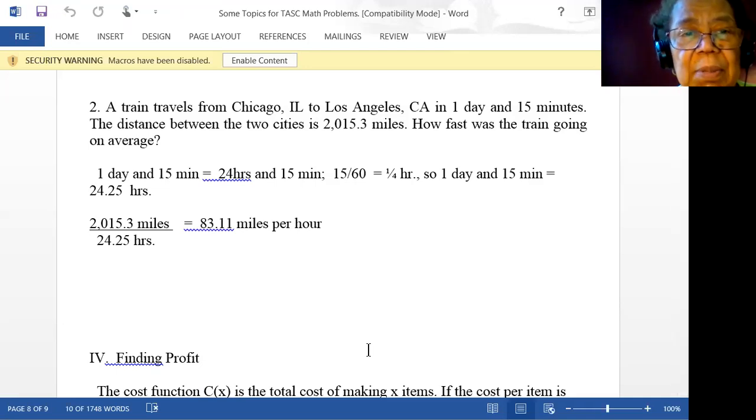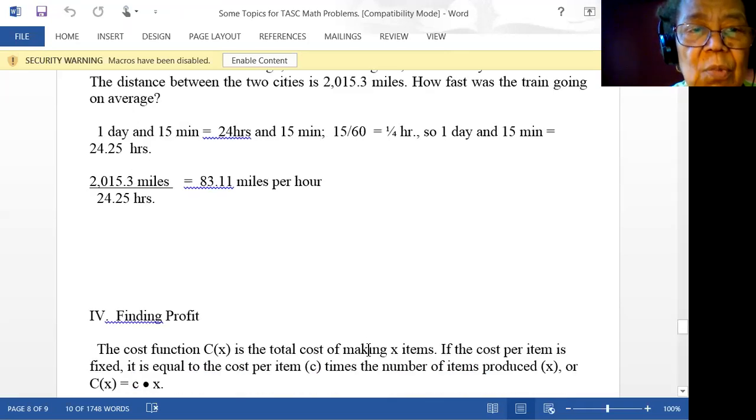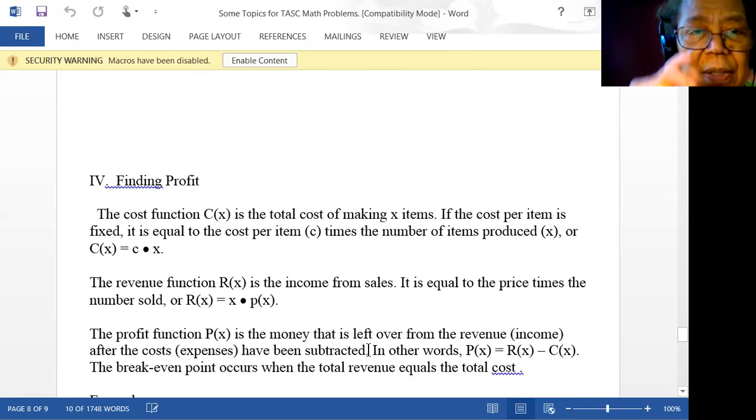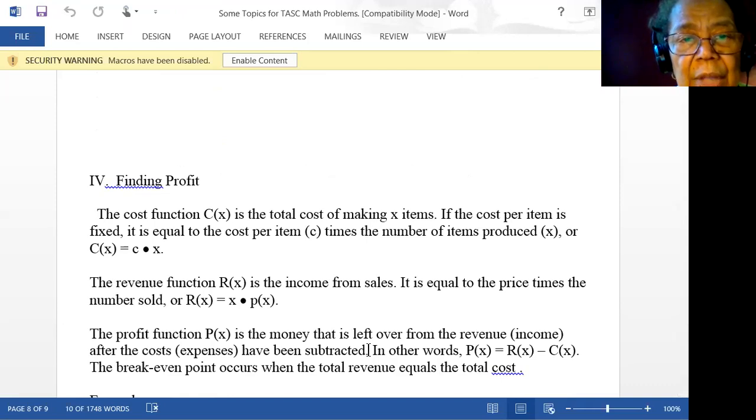Another one of the problems you had on number 8 worksheet was finding profit. Now, to find profit, you have to know how much something costs, and you have to know what you're selling it for. And the difference gives you the profit. So the cost function, total cost of making C of X, total cost of making X items, all right? The revenue is the income.